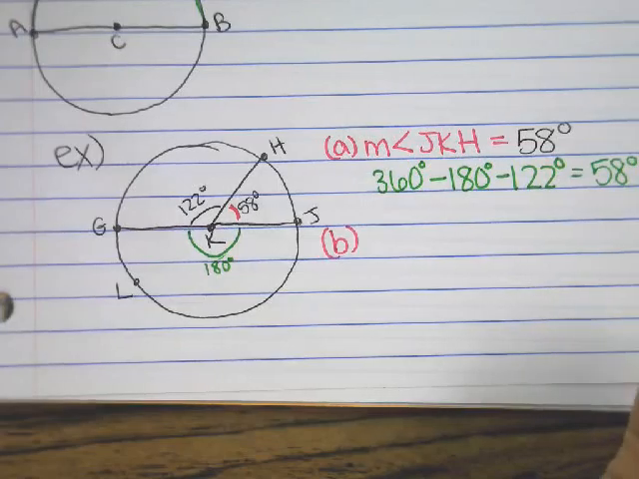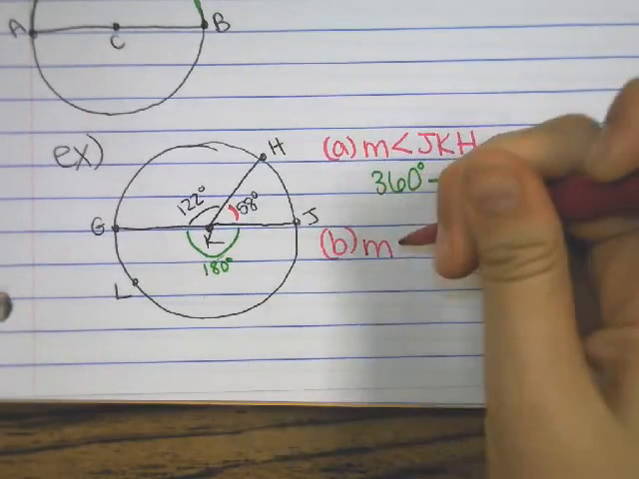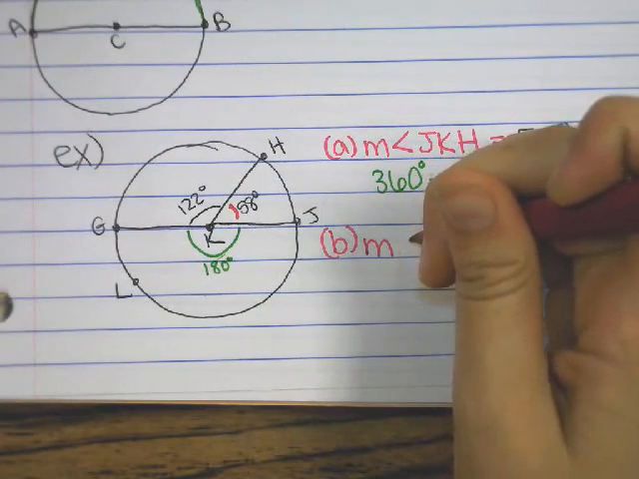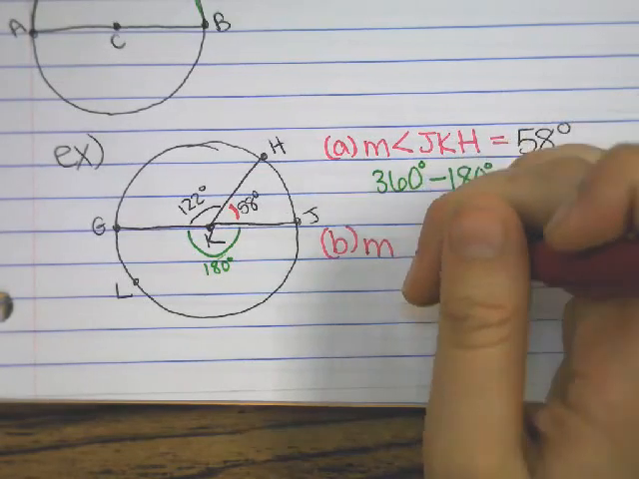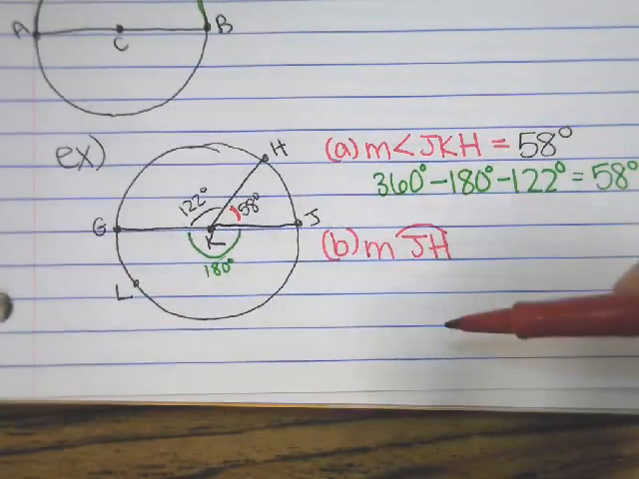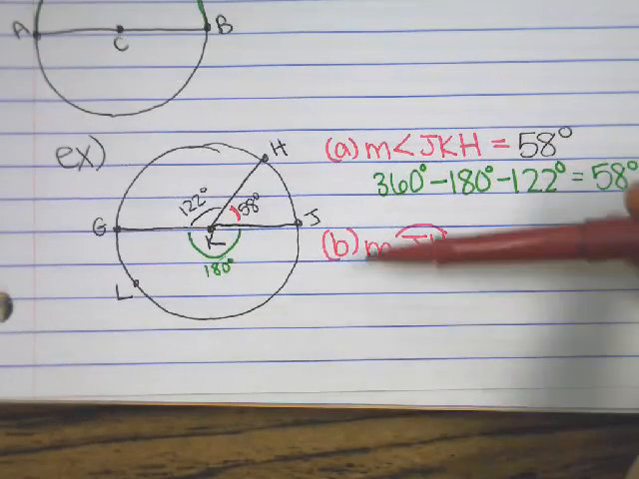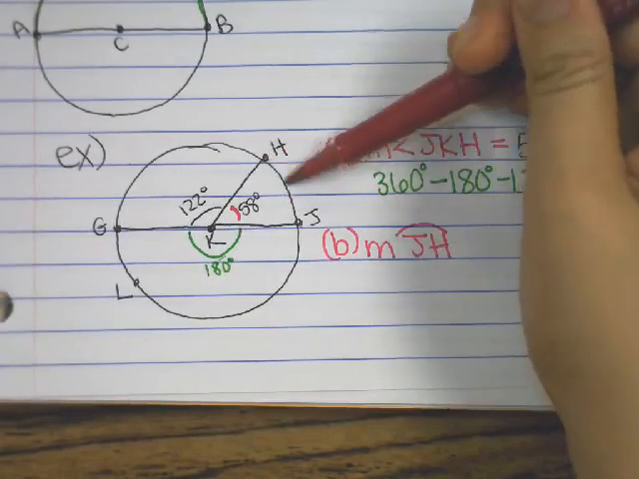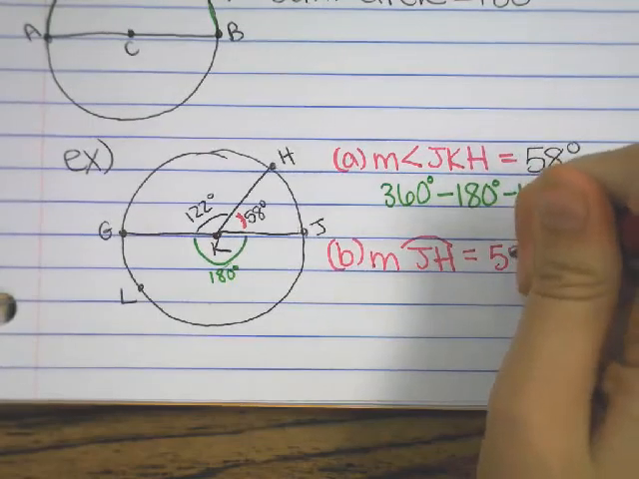B. The next question I'm going to ask is what is the measure of arc JH. Anytime you're asked for the measure of an arc, it's asking for the degree measure. J to H is right here, and that's going to have the same degree measure as the central angle. So that's 58 degrees.